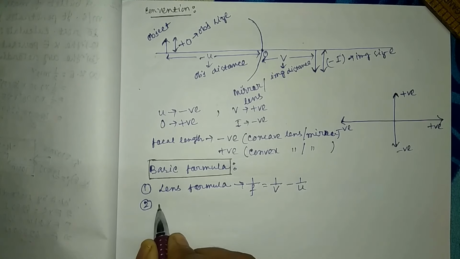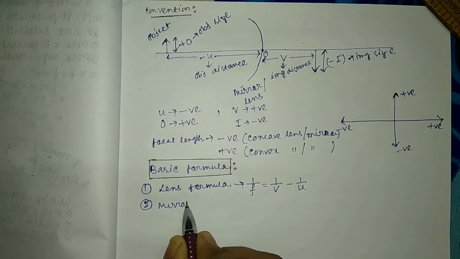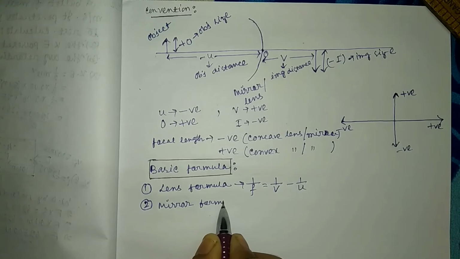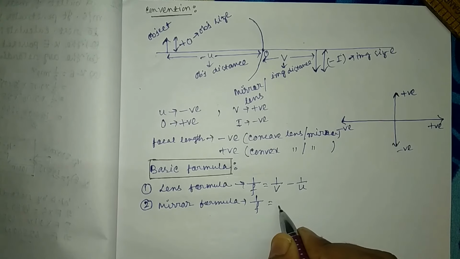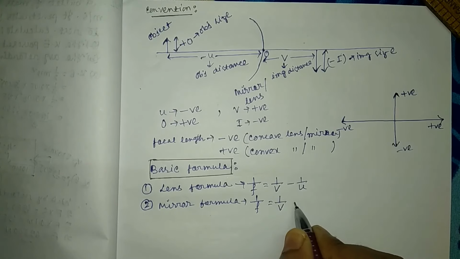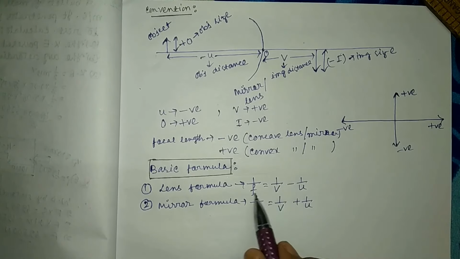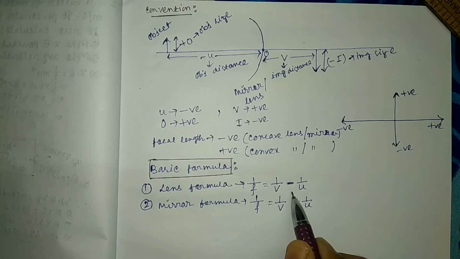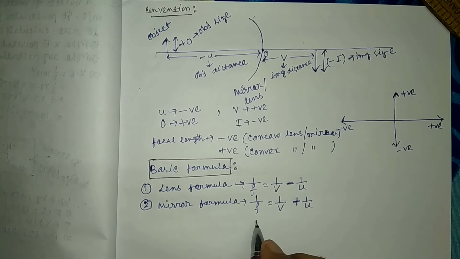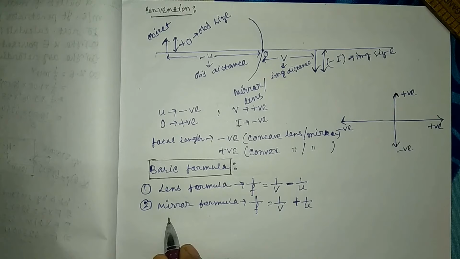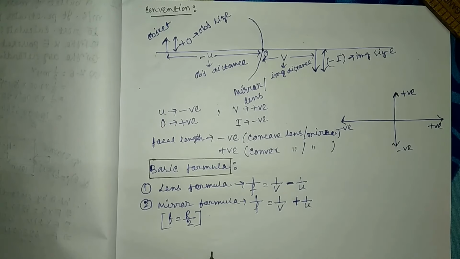Number 2, mirror formula, that is 1 by f equals 1 by v plus 1 by u. For lens it will be minus, for mirror it will be plus. Okay, and for mirror, focal length f will be r by 2, where r equals radius of curvature of mirror.